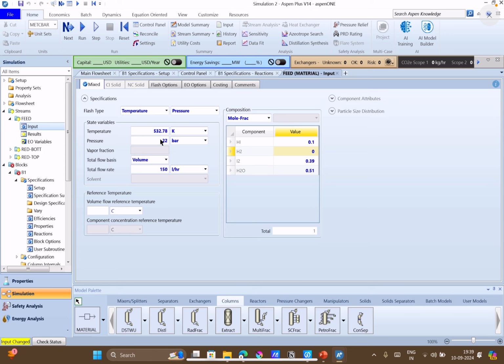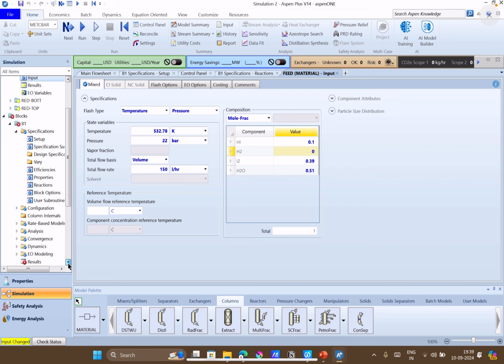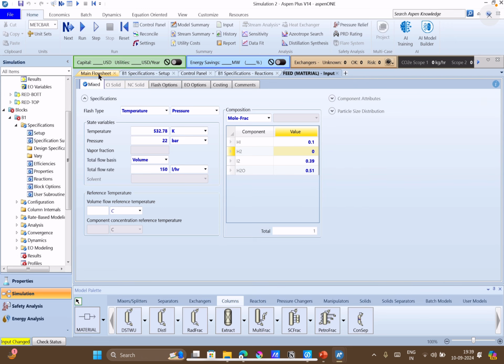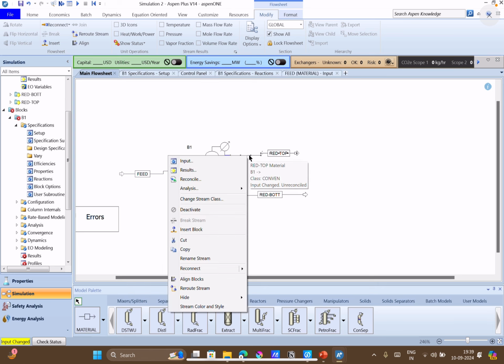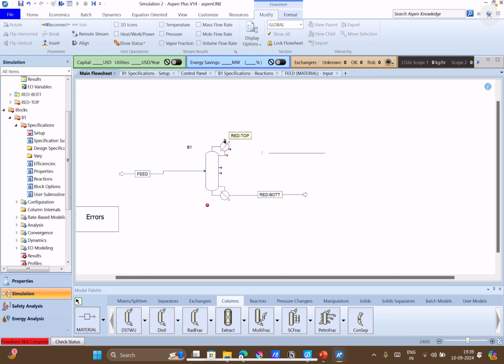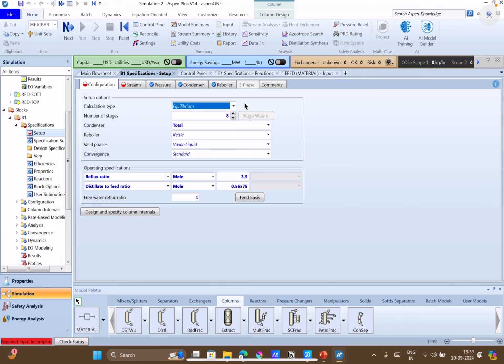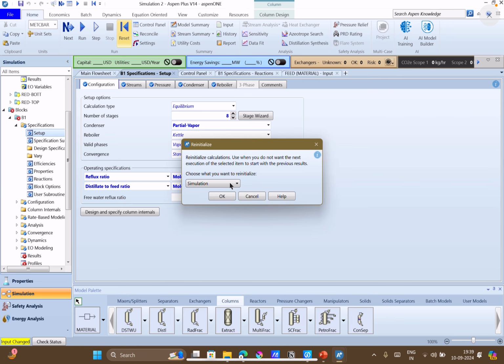Since we anyway have the volumetric flow rate provided, and it was molar flow rate instead of mole fraction, it was confusing the Aspen Plus simulator. And then again we can select the partial condenser. So I need a vapor product. Select the partial vapor condenser and let me reset and run the simulation. Now it should work.